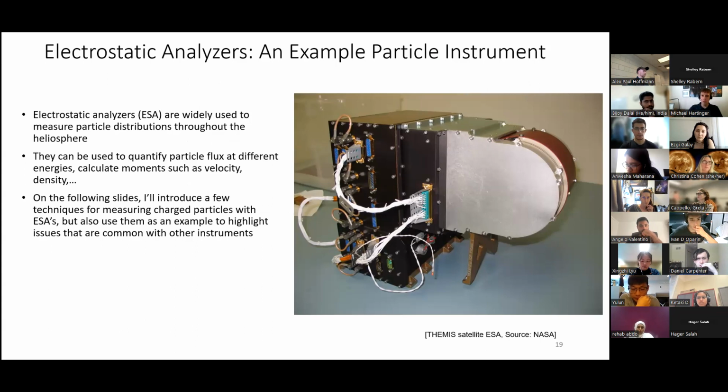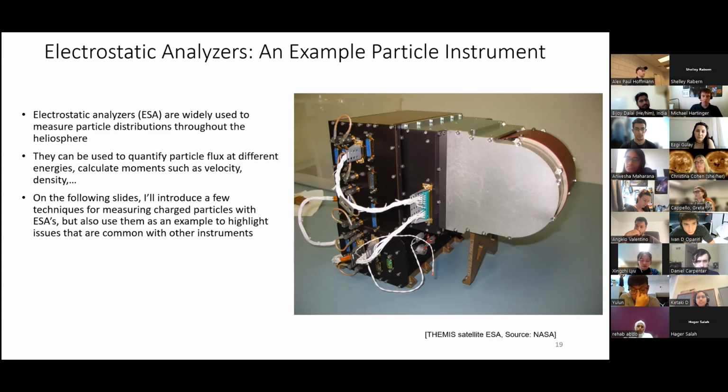So I'll spend some time talking about electrostatic analyzers, because I wanted to give one example of a particle instrument and use it as an example for other instruments as well. One of the reasons I picked electrostatic analyzers is that they're widely used throughout the heliosphere to measure particle distributions, and they can be customized to different regions. You use them to measure particle flux at different energies. You can calculate moments such as velocity and density. So they're really, really useful.